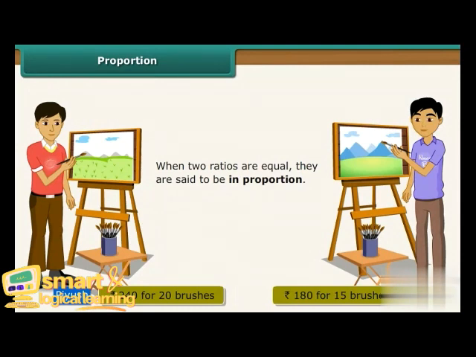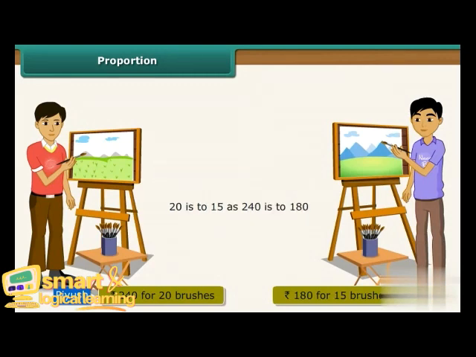When two ratios are equal, they are said to be in proportion. Ratios in proportion are represented as 20:15 :: 240:180. This is the symbol used to denote proportion. Ratios in proportion are read as 20:15 as 240:180. Each number used in a proportion is called a term. 20, 15, 240 and 180 are terms.